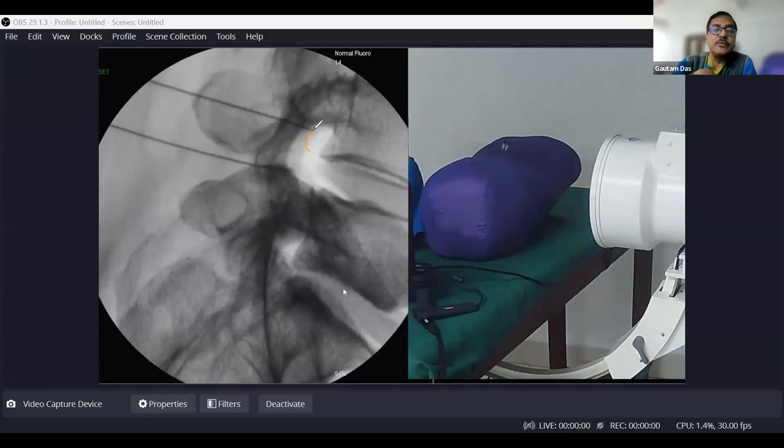Here is the nerve root. Here is the nerve root. It should not be coming here. And blood vessels are also here. You should not be advancing there. This part is comparatively free. You can advance further. You can go inside the disc.